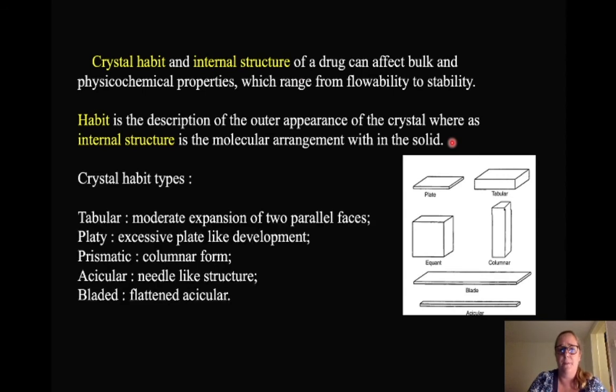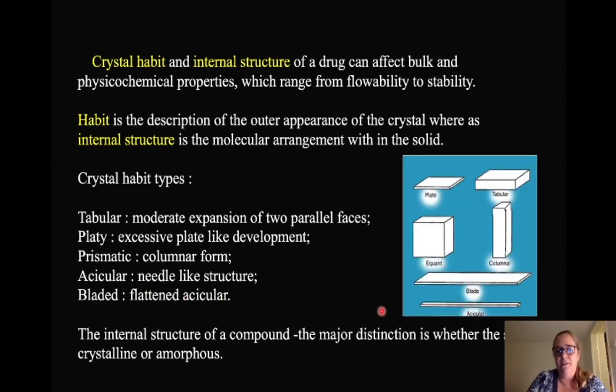So we've got different types. For example, we've got the tabular, okay? That has a moderate expansion of 2 parallel faces. We've got the plate form, the prismatic form, and also the acicular. These are needle-like structures, and also the bladed form. These are flattened needle-like structures. The internal structure of the compound is the major distinction: whether the solid is crystalline or amorphous.